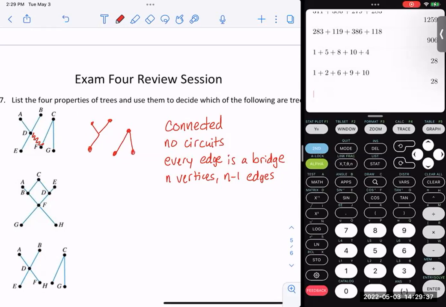So you just check them one by one. And sure enough here, that's the case. So every edge on this one is a bridge. If I took it out, it would disconnect one part of my graph from the other. And then let's check the vertices and the edges. I have 1, 2, 3, 4, 5, 6, 7 vertices. So that means that I should have 6 edges. And so 1, 2, 3, 4, 5, 6. So sure enough, this one works. This is a tree.